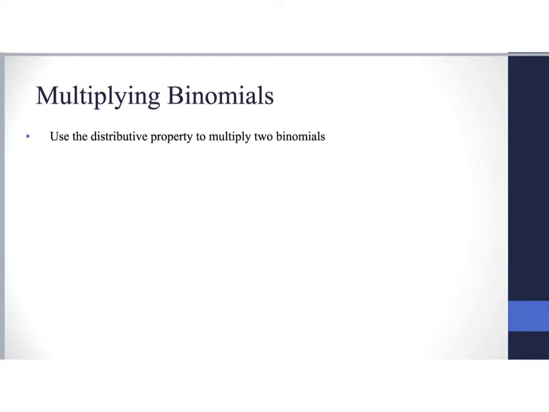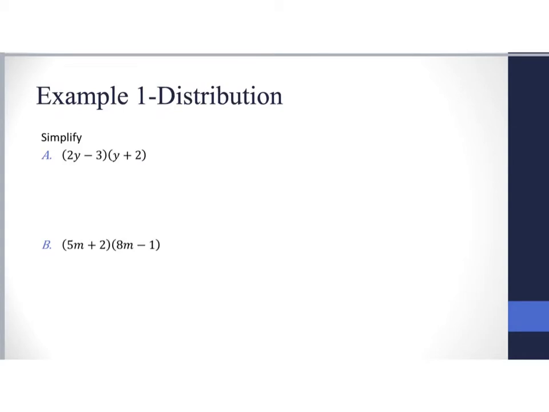So the key thing that you have to keep in mind when you're multiplying binomials, and remember a binomial means that there are two terms in the polynomial, is that essentially what we're doing is using the distributive property. This is one method that we're going to look at, and we'll go ahead and look at our first example and see how to do this.